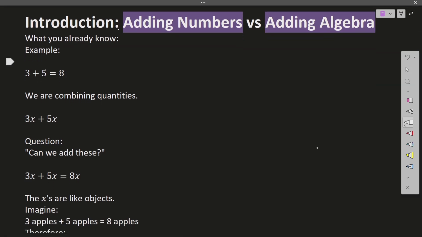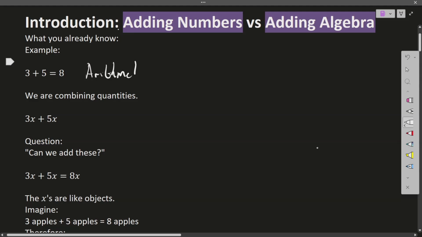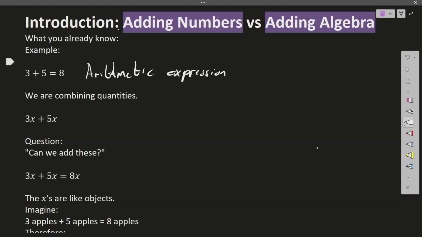So what you already know in our previous video, this is an arithmetic expression, and an expression is just a statement without an equal sign. So if this is an arithmetic expression, what do I mean by that? It is just the addition of numbers with, well, okay, it's not an expression, I'm sorry, because we have an equal sign here. So it is an arithmetic equation. Just like I said, an expression does not have an equal sign, but an equation does have an equal sign. Presence of an equal sign.